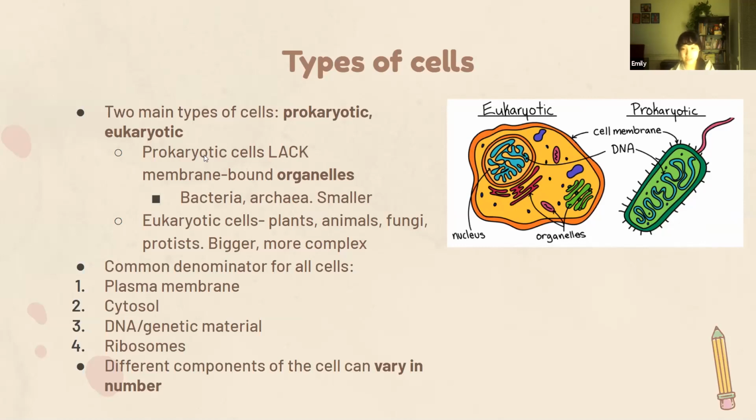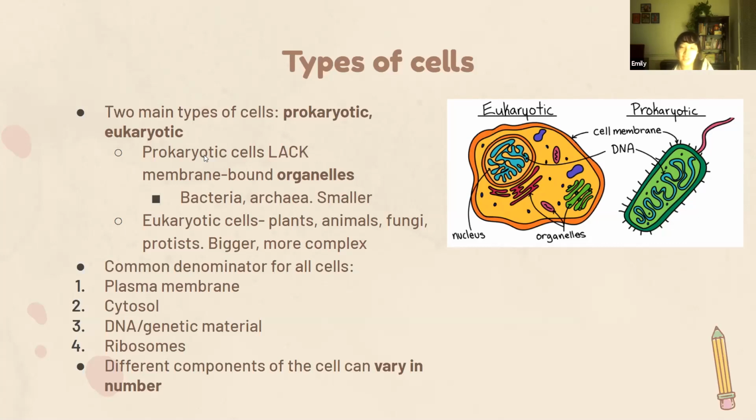Prokaryotic cells are usually bacteria and archaea. There are three big groups of life: bacteria, archaea, and eukarya. The first two groups are prokaryotes, and eukarya has eukaryotic cells.